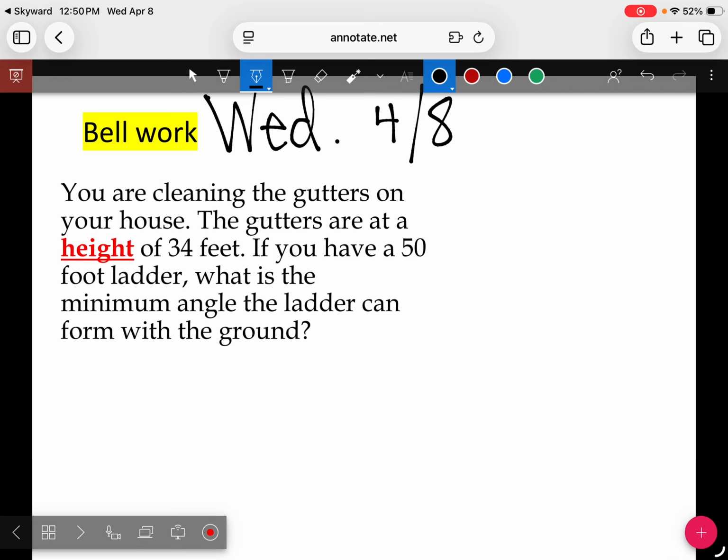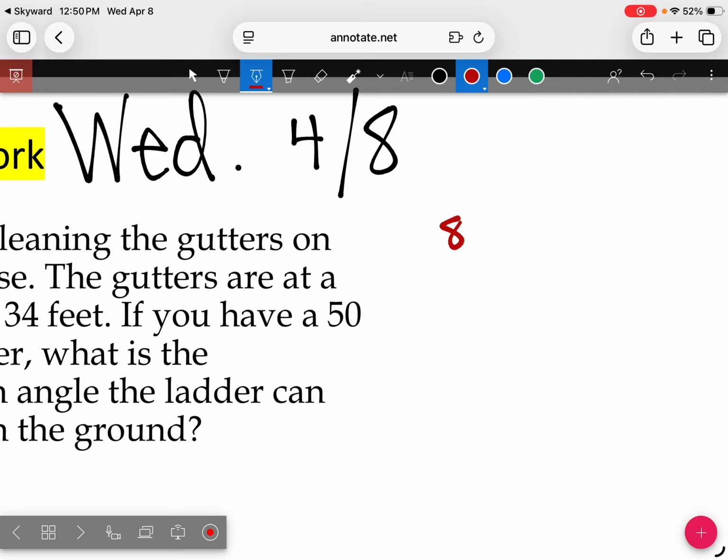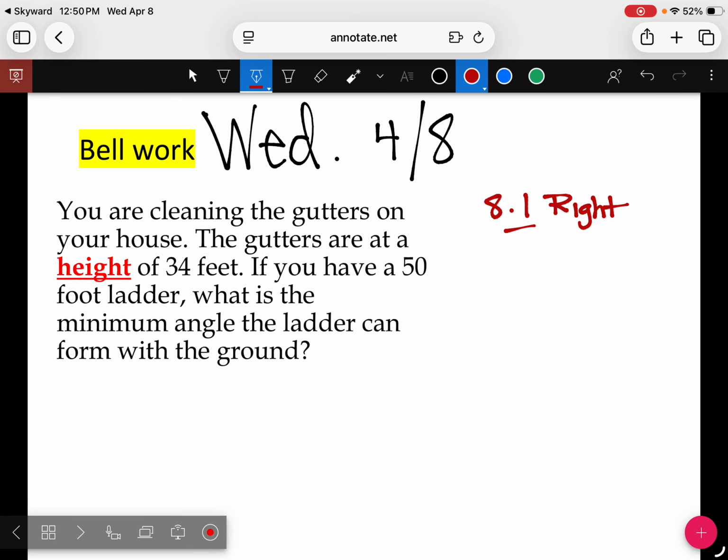We did 8.1. 8.1 is right triangle trig. That's what that was. So that's when we did SOHCAHTOA. And then when we came back from spring break on Monday, we started 8.2.